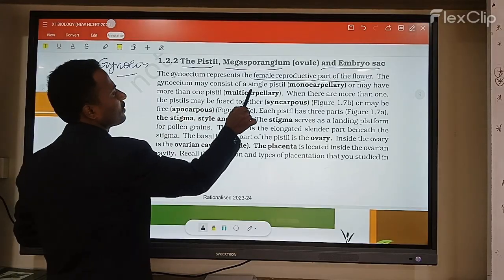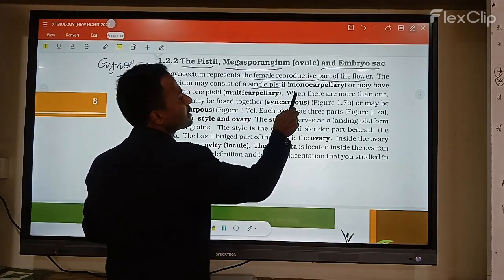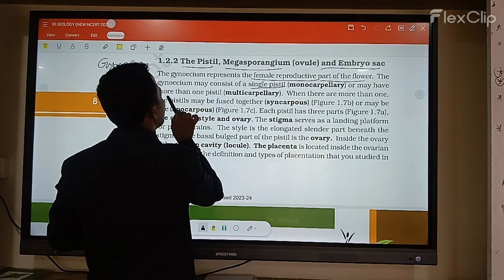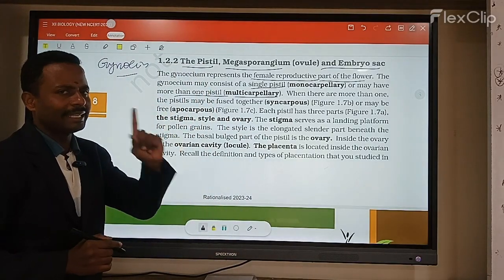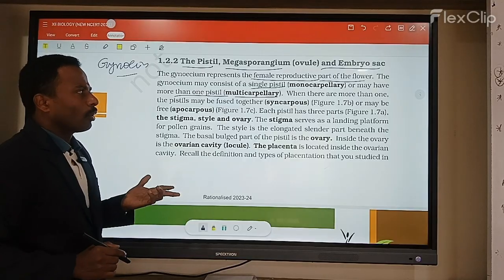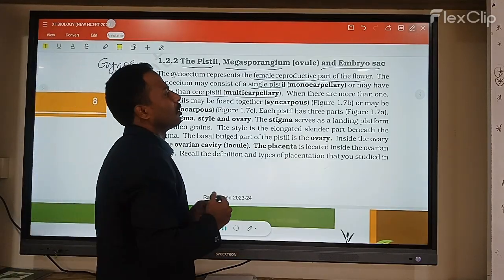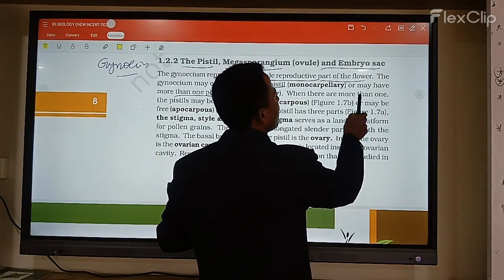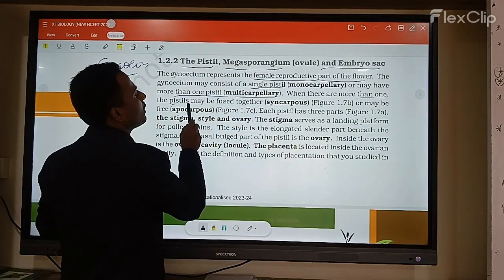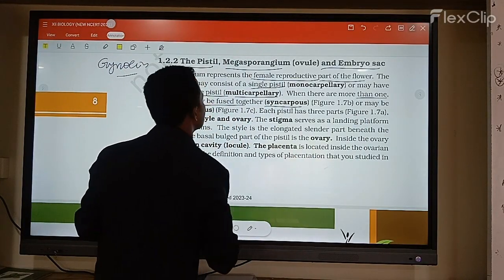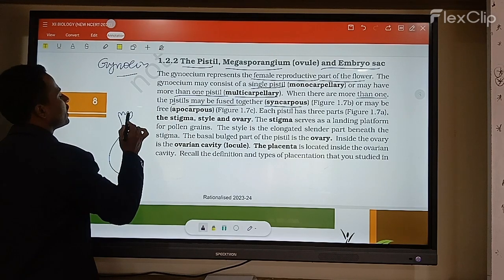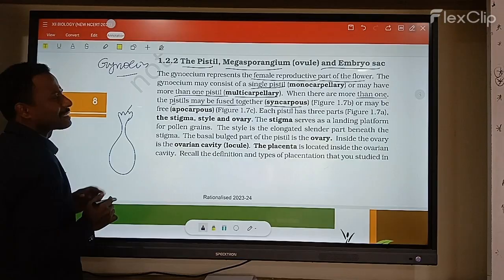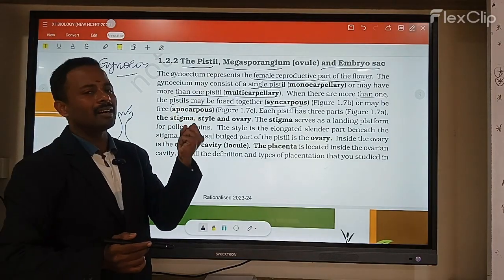The gynoecium consists of a single pistil, that is monocarpellary, or more than one pistil, that is called multicarpellary. Mono means only one. If more carpels are present, that is multicarpellary. When there is more than one pistil, they may be fused together, that is syncarpous. When you observe the pistils in a fused condition, this is called syncarpous.